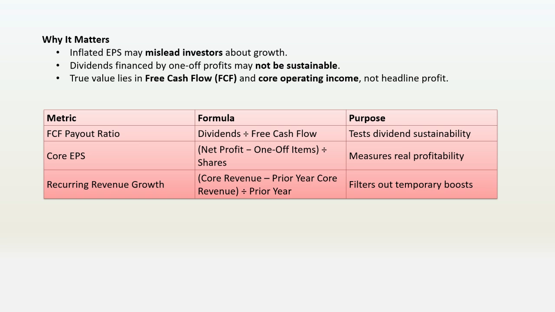Then in recurring revenue growth, you take the core revenue that is reported, then minus prior year core revenue, then divide by prior year core revenue. That way it filters out temporary boosts. So that gives you the real revenue growth: current year minus previous year, divided by prior year. So that you filter out those temporary boosts that are put in the financials just to report profits.